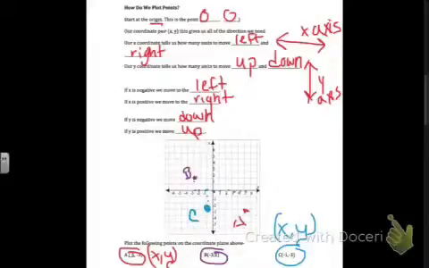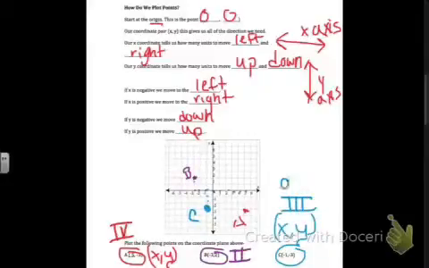Now, if we look at our points A, B, and C, which quadrant is point A in? Our point A is going to be in quadrant 4. Our point B, if we're going in alphabetical order, is going to be in quadrant 2. And our point C is going to be in quadrant 3. So you've got quadrant 1, quadrant 2, quadrant 3, and quadrant 4, but here we can only see that our points only lie in quadrants 2, 3, and 4.